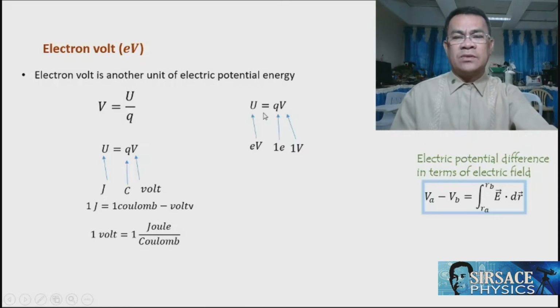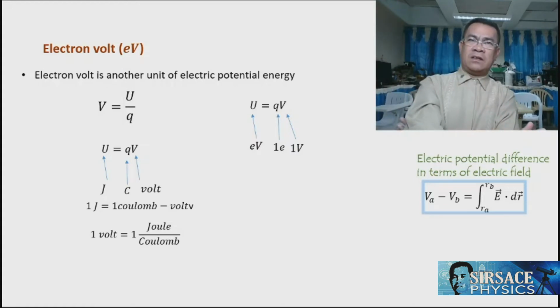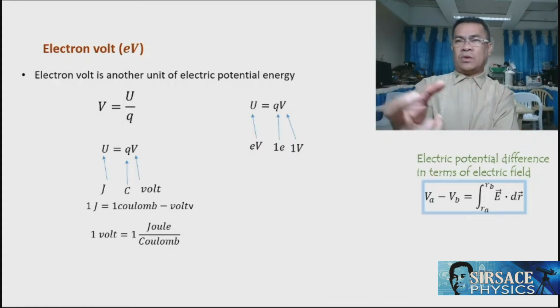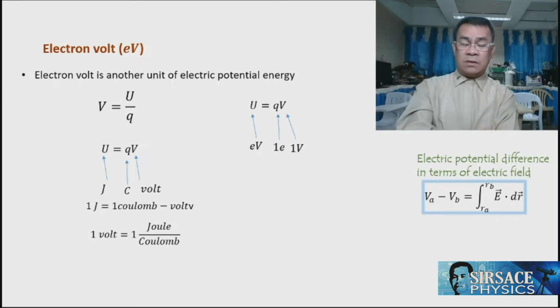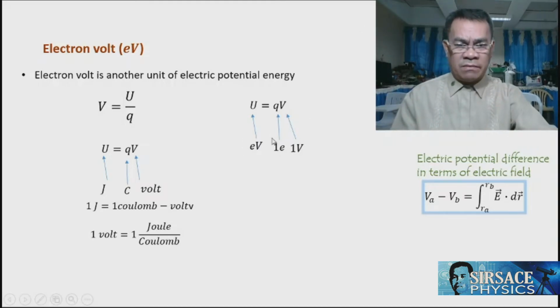Okay? So therefore, the unit of this energy is an electron volt. So the question is, what is the relationship between the electron volt and the joule? How much joule for every electron volt, or how much electron volt for every joule? So we need the relationship. Now the relationship is taken from this definition.